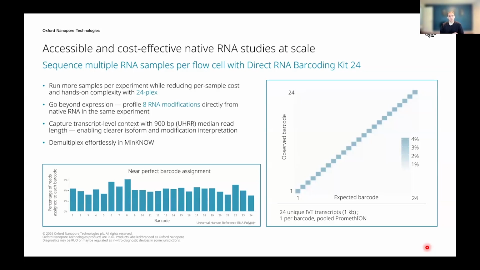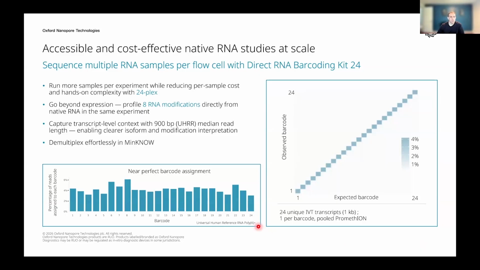The new kit that was just released a few months ago is our direct RNA barcoding kit. It offers 24 different barcodes and allows up to 24 different samples to be multiplexed together and run on a single flow cell. This can then, of course, substantially reduce the sequencing cost per sample, and it makes it possible to do much larger direct RNA studies.